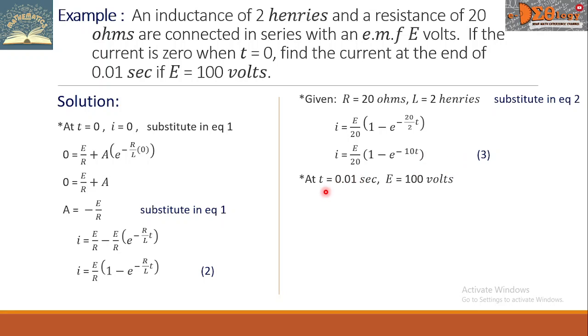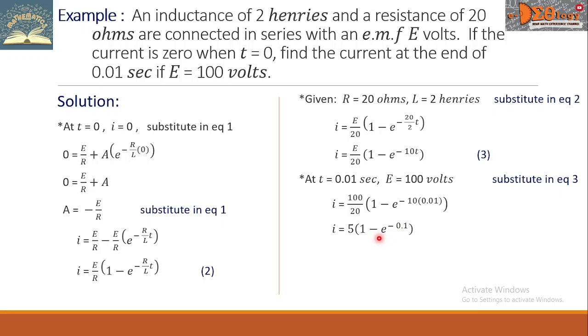Next is at t equals 0.01 seconds, the E equals 100 volts. These values we can substitute in equation number 3. So equation number 3 becomes like this. Let us simplify some parts of the expression. This 100 over 20 is equal to 5. When we multiply 10 by 0.01, it will be 0.1, which means the e here has the exponent negative 0.1.